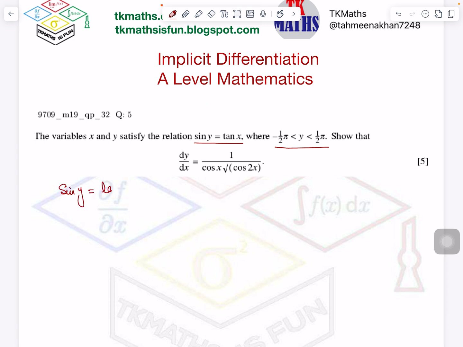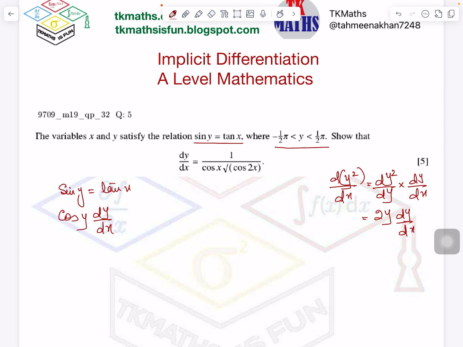Sin y equals tan x. When you differentiate the sine trigonometric ratio, it becomes cos y, and we know dy over dx. Now, if you don't know why it is so, I'm just explaining here for a quick recap. For example, I have to differentiate y square with respect to x. I cannot differentiate it directly, so I apply the concept of chain rule: I will differentiate y square with respect to y into dy over dx. And then just like a normal differentiation, it becomes 2y dy over dx.